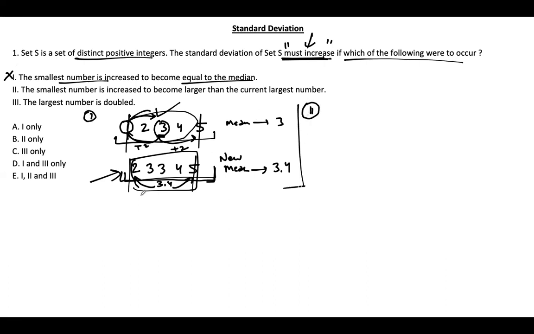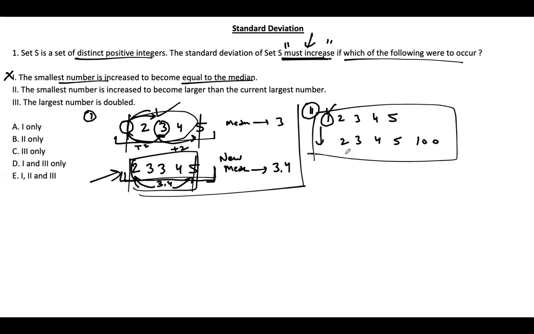The smallest number is increased to become larger than the current largest number. Okay. Let's say 1, 2, 3, 4, 5, and you have increased this number to become, let's say, 100. So in this particular case, will the standard deviation increase or decrease? It will increase. So shall I just mark statement 2 as correct? No, sir. Why?